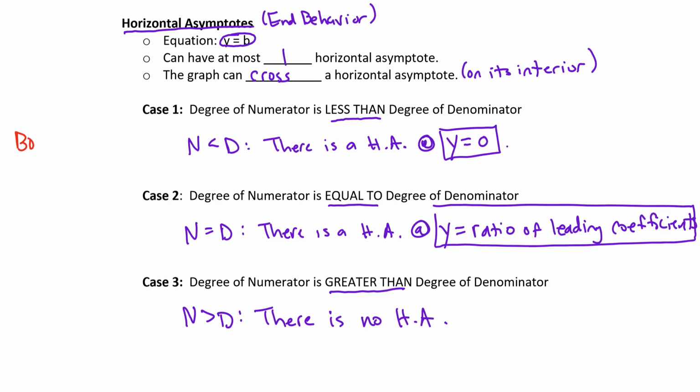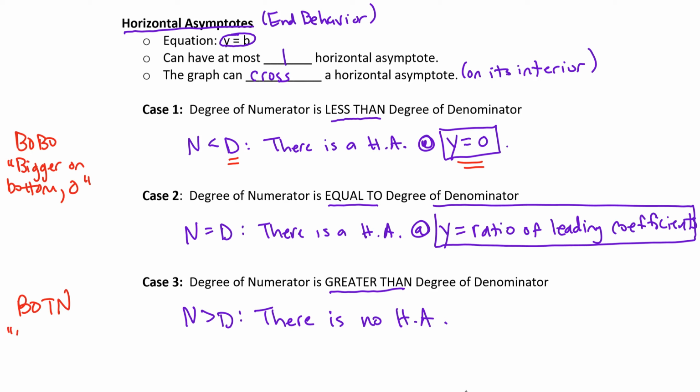It's called BOBO BOTN. Maybe you've heard that before. BOBO stands for bigger on bottom, 0. So if the degree of the denominator is bigger, that is, it's bigger on the bottom, then the equation of the horizontal asymptote is y equals 0. So BOBO, bigger on bottom 0.